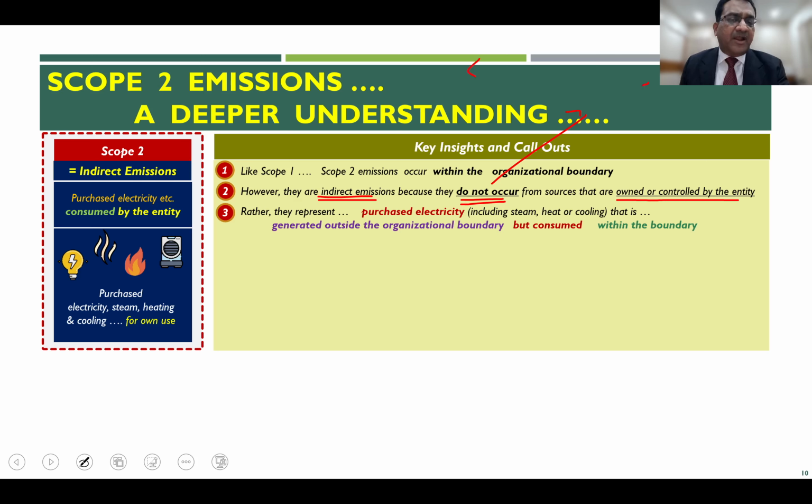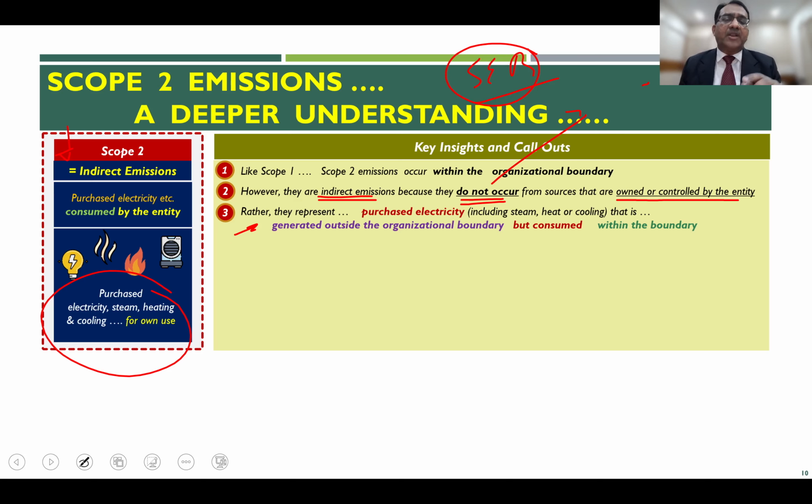As I gave the example of a state electricity board. If a state electricity board is generating power, let's say in a coal-based power plant, then in that case, emission is happening at the state electricity board. But because the electricity from such state electricity board is being purchased by the entity and is used in its own business operations, this will fall within the indirect emissions arising on account of the purchased electricity. Right? That's how scope 2 emission will be looked at.